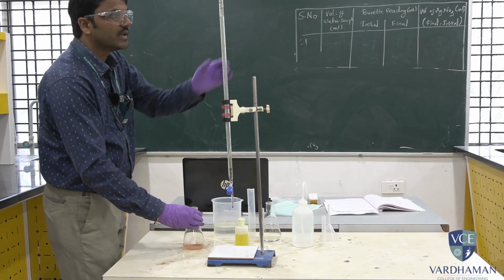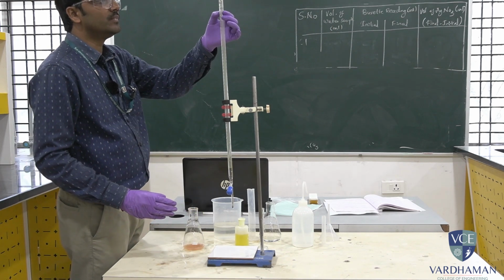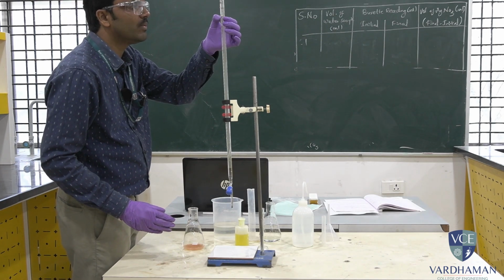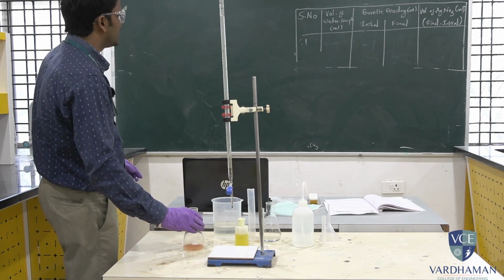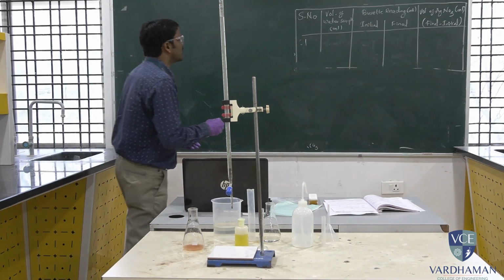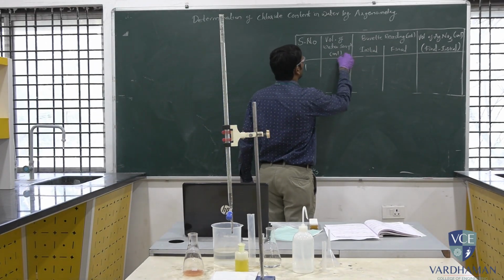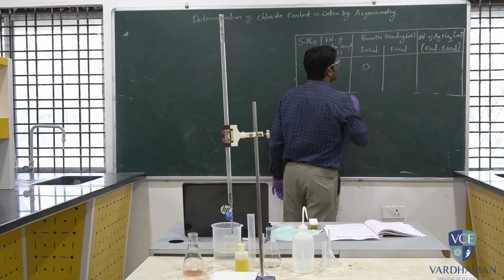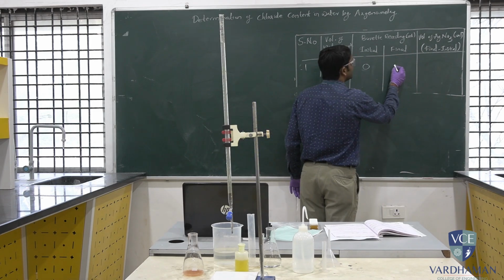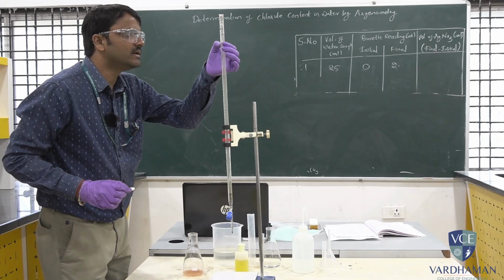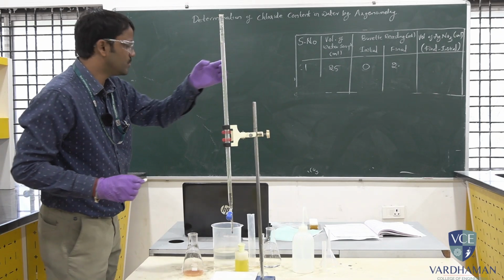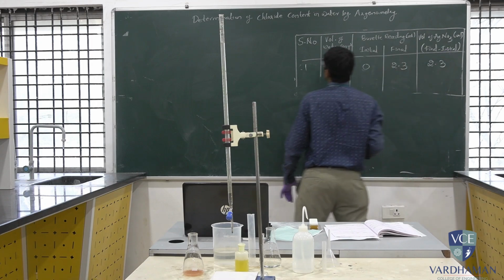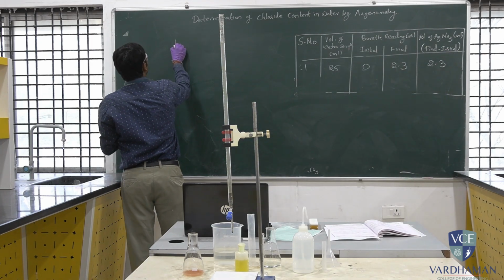The initial volume of the burette is 0. Now the volume is 2.3. So the volume of silver nitrate consumed for the analyte solution is 2.3. How much volume of water sample have we taken? 25 ml. The initial burette value is 0 and the final reading is 2.3, exactly 1, 2, 3. The difference will be 2.3 ml. This is with the tap water.